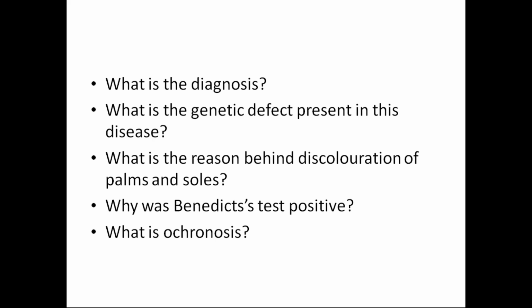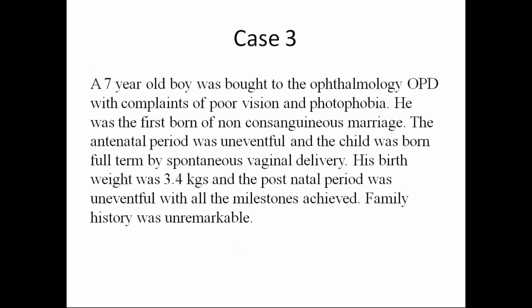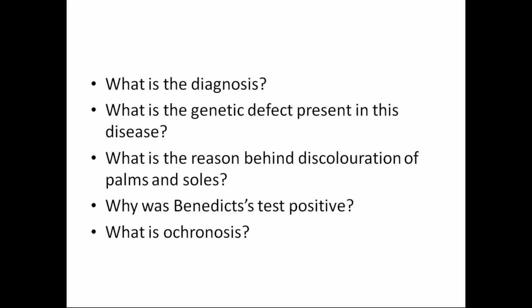Okay. So homogentisic acid, which is accumulated in this alkaptonuria case, has a reducing nature, right? So homogentisic acid has a reducing nature. So in alkaptonuria, when you perform the Benedict test in the urine sample, you will find the positive Benedict test. Okay. And the last one, what is ochronosis?